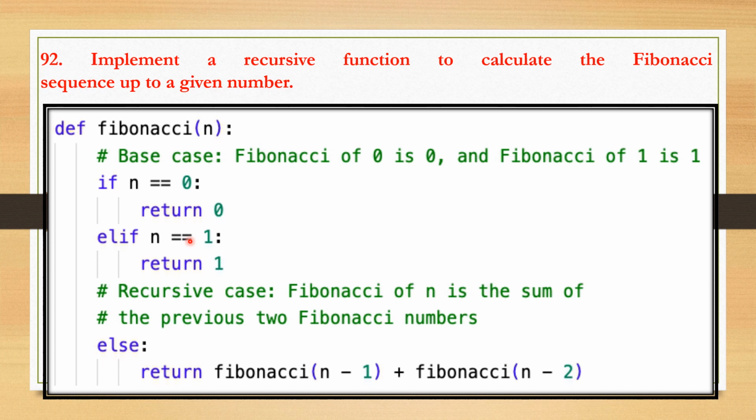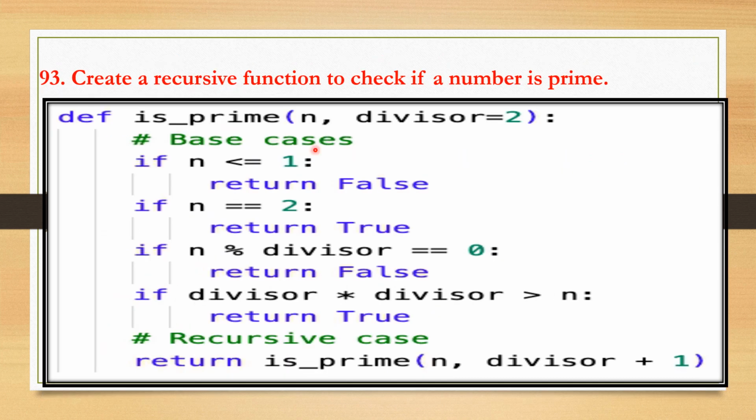In the recursive case, the function calculates the Fibonacci value of n by recursively calling the Fibonacci function with n minus 1 and n minus 2 and adding the results together. And finally, it returns the calculated Fibonacci value.